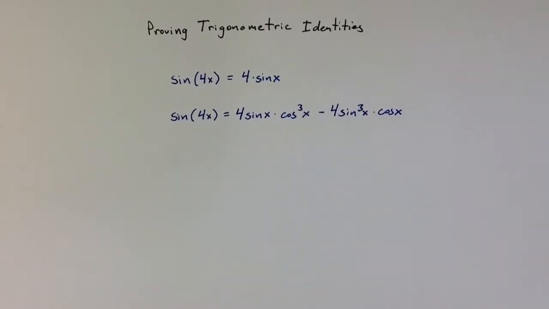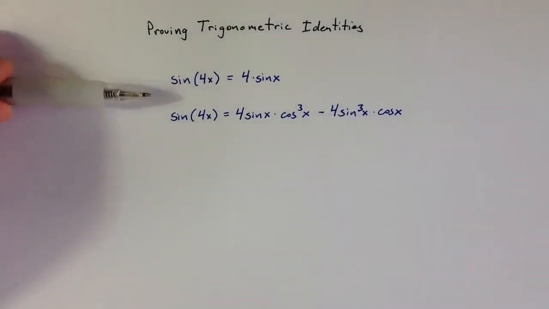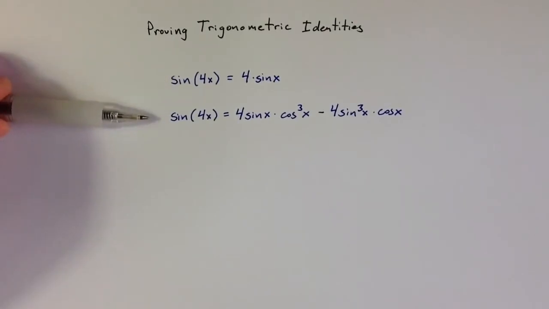Let's take a look at the idea of proving trigonometric identities. An equation that is true for every variable is called an identity. And here are two possible candidates. One of them turns out to be an identity and the other one's not. So let's take a look at how we can tell when something isn't an identity and what we have to do to prove that something is an identity.